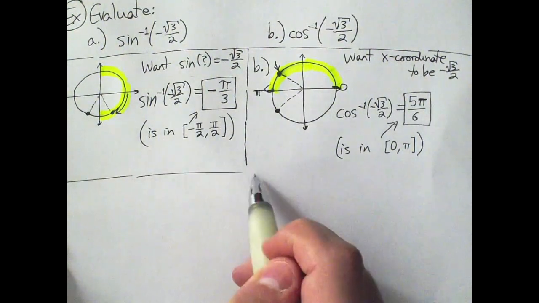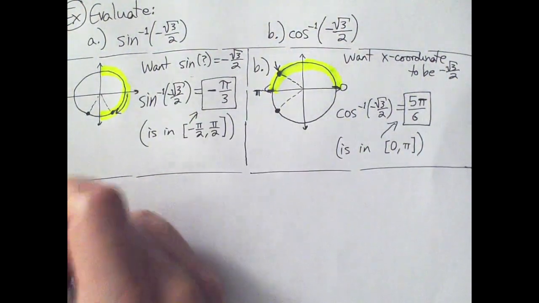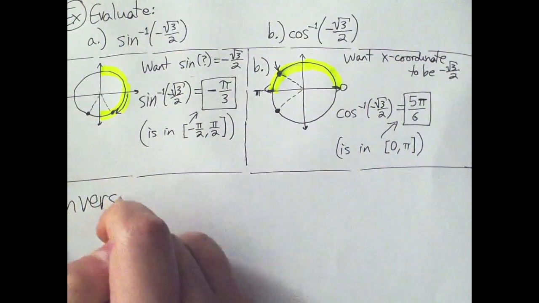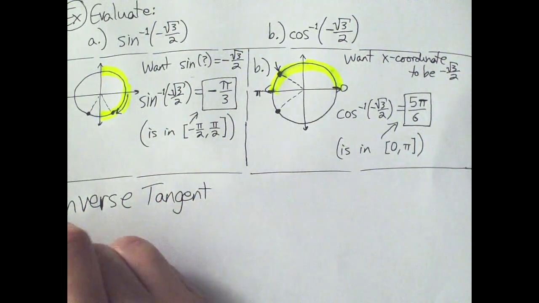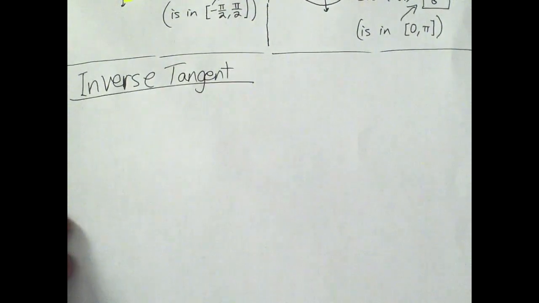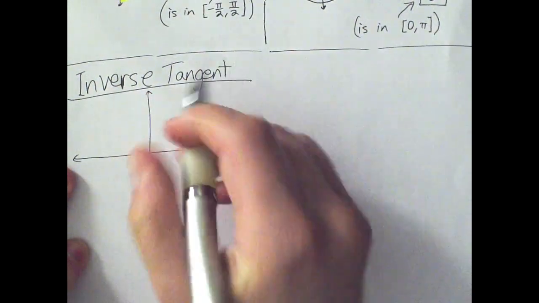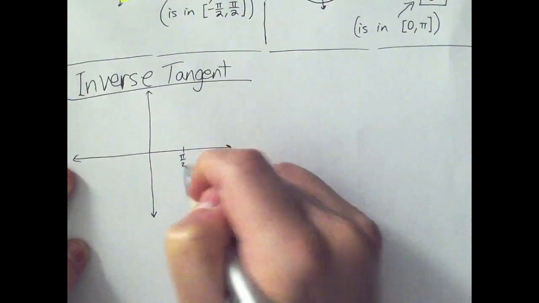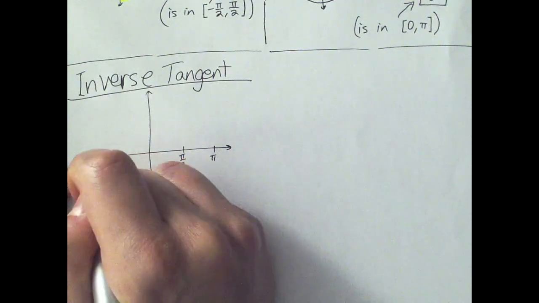Okay, so we've talked about inverse sine and inverse cosine, and we've done a couple of problems of evaluating them. Let's talk about the next one, inverse tangent. It seems like for each of these, I've started by drawing a picture of the graph. I drew a picture of the graph of sine. I drew a picture of the graph of cosine. Let's draw a quick picture of tangent. Remember what that looks like? Let's say this is pi over 2. Let's say this is pi. Negative pi over 2. Negative pi.